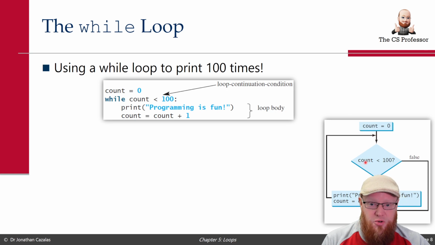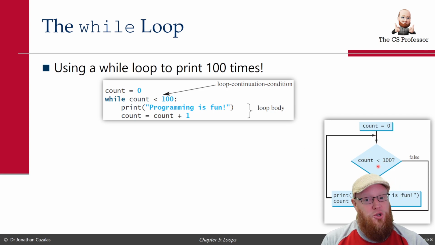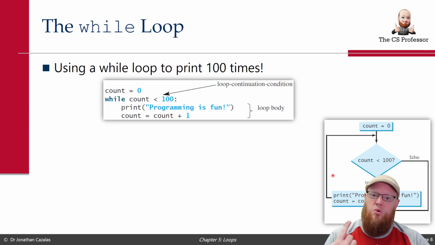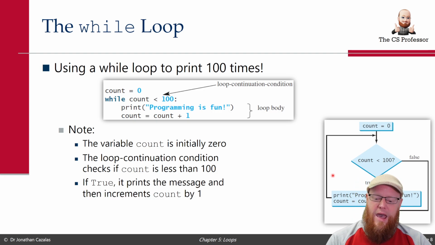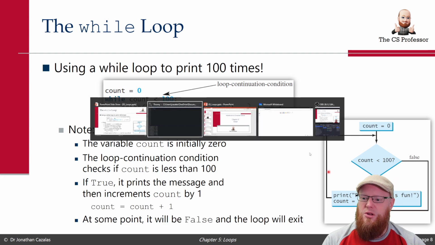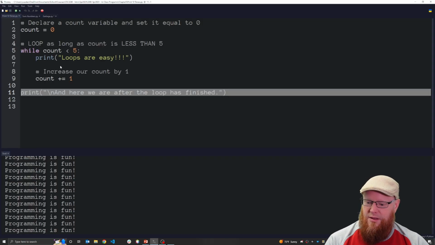Is 1 less than 100? It is. So this is true. We're going to print programming is fun, and now count is 2. Come back again. Is 2 less than 100? Sure is. So we're going to keep doing this over and over, printing programming is fun, incrementing count. So now count, every time we increment count, it's one step closer to being at 100. And so let's actually go look at the code of this. Here, I have it already typed up for us.